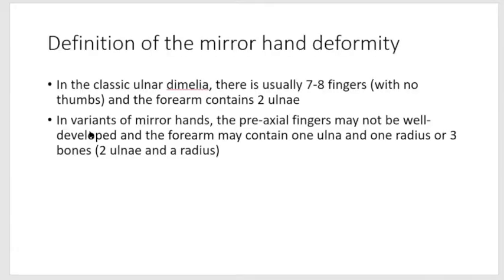Definition of mirror hand. Now, it's actually difficult to define mirror hand deformity because there are two entities. In the classic ulnar dimelia, there's usually 7 to 8 fingers with no thumbs, and the forearm will have 2 ulna. In the variants of mirror hand, the preaxial fingers are usually not very well developed and may have syndactyly, and the forearm may contain 1 ulna and 1 radius, and sometimes 3 bones, that is 2 ulnae and 1 radius. Of course, one of the ulnae will be hypoplastic.